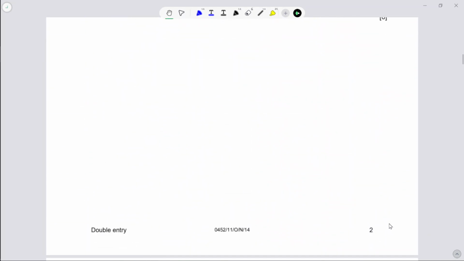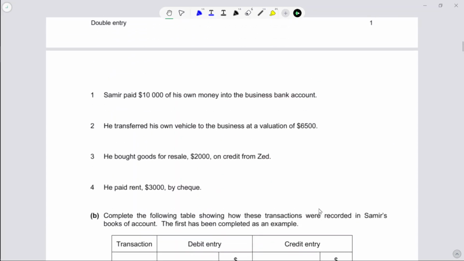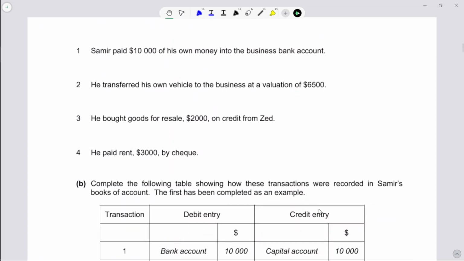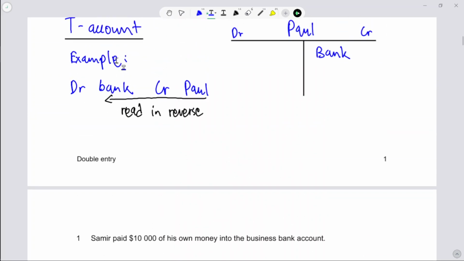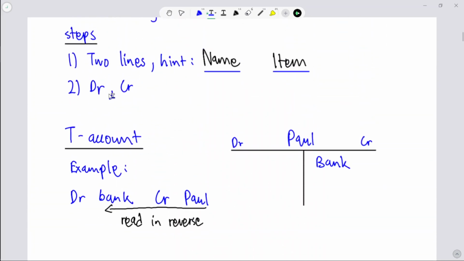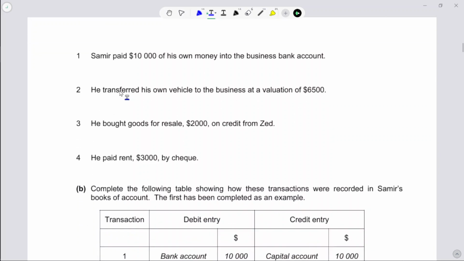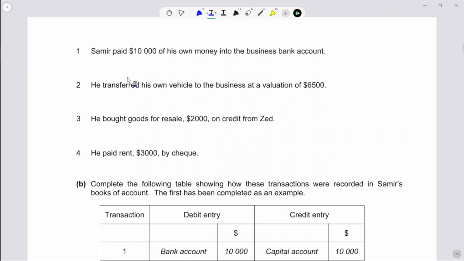Now let's go to page 2 and then let's do the first question. What it means is it wants us to draw 2 lines and then debit credit. First, let's draw 2 lines. Okay. Item is a bank. Bank is an item, 1 line.